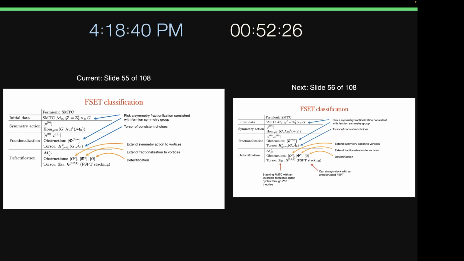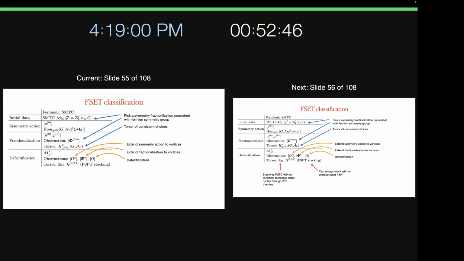The next one is, if the symmetry extends from quasi-particles to vortices, does the symmetry fractionalization that we picked in this step extend from the quasi-particles to vortices? That's O eta. And lastly, we have the defectification obstruction, which is the one from the previous slide. That's the same as the bosonic case.